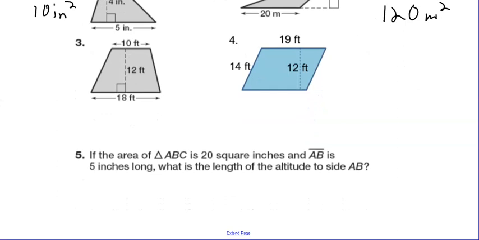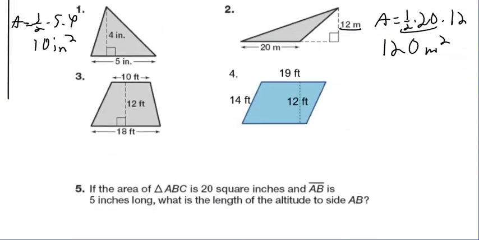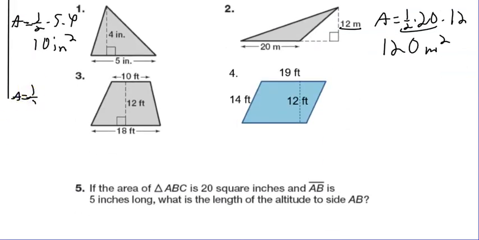For number 3, okay, using your card, it is a trapezoid. So that's 1/2, add the bases, (10 plus 18) times the height. Okay, so 10 plus 18 here is 28. Half of that is 14. So that gives me 14 times 12, which is 168.